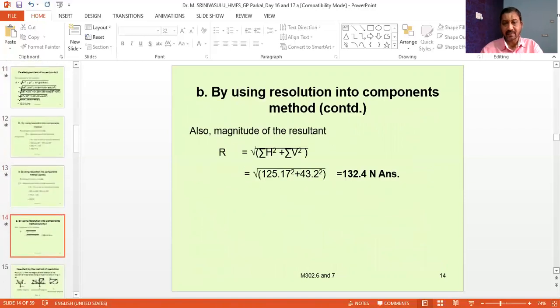However, the parallel law of forces is applicable only when two forces are acting with some included angle between them. When more than two forces are acting, it is not possible to find the resultant by the parallel law of forces. Then we have to go by the resolution of components of forces.